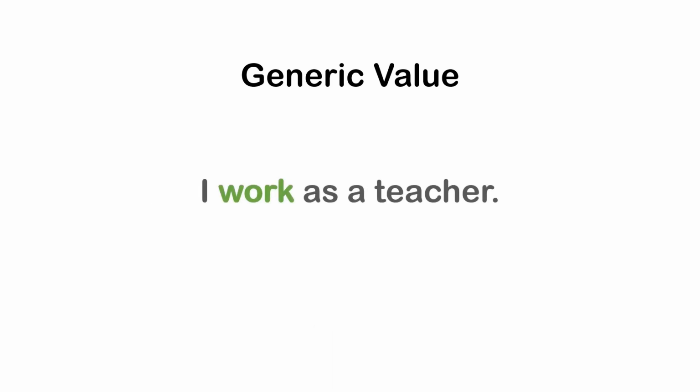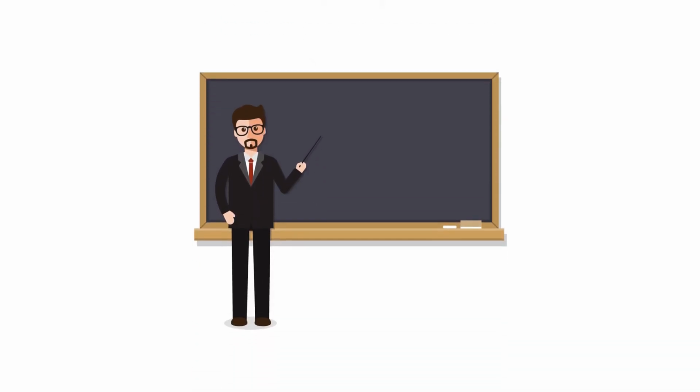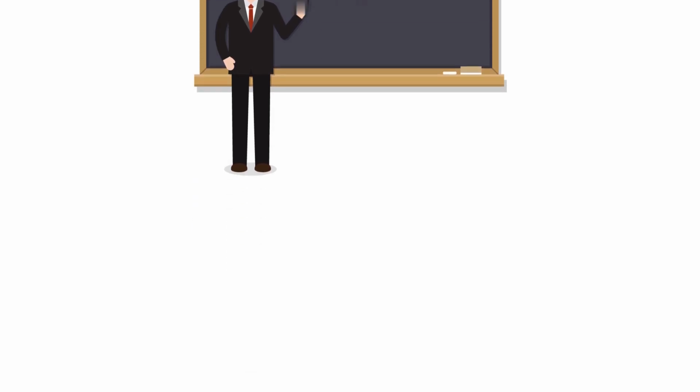Let's see another example. I work as a teacher. This refers to a generic action. I always work as a teacher. This is my job. It has always been and it always will be.